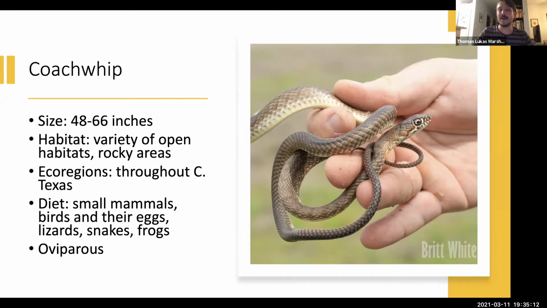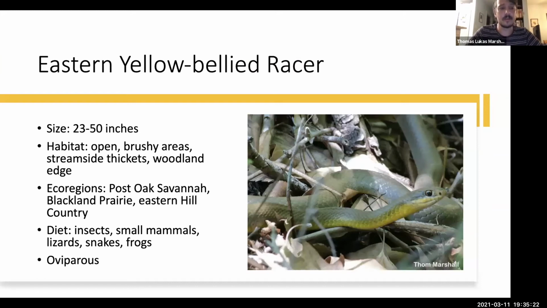And they're very fast and quick and hard to catch because they're so quick. So a relative of the coach whips is the eastern yellow-bellied racer. So these are similar. They play a similar role in their ecosystems in that they're also diurnal hunters that actively forage for prey.